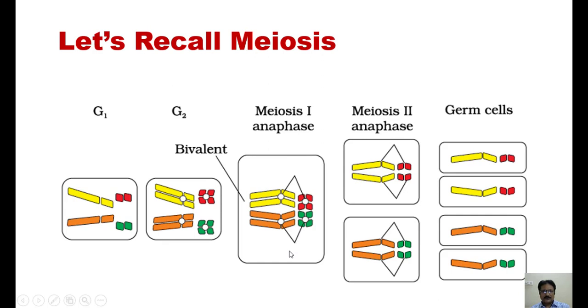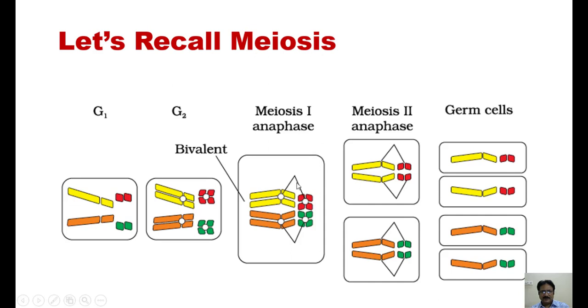So at the end of meiosis 1, we have two cells. In the two cells we have two chromosomes each. Initially we had four chromosomes in the cell. Now at the end of meiosis 1, we have two chromosomes in each cell. It is a reduction division. One is a long chromosome and one is a short chromosome, in size, here what we see.